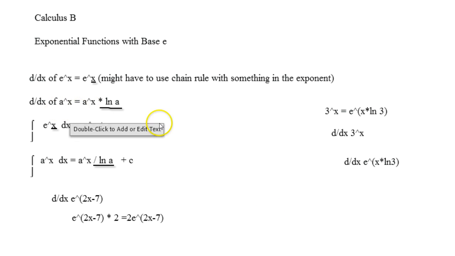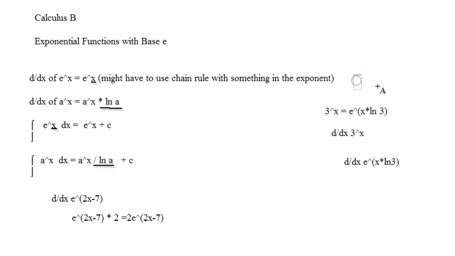Now the derivative of a number a to the x power is that number to the x power times the natural log of a, and I'll explain real fast where that comes from. The integral of e to the x dx is e to the x plus c, and the integral of a to the x dx is a to the x divided by the natural log of a plus c. So you have your general formulas right here, but explaining how they work goes a long way.